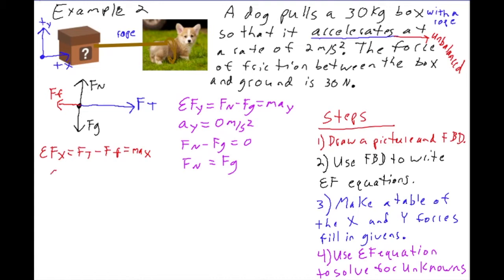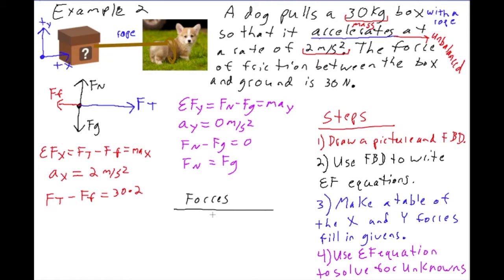In this case, we do have some x acceleration, and if we look in our problem above, it tells us that that x acceleration is 2 meters per second squared. So we're going to fill out what we can with what we know, which would be force tension minus force friction is equal to mass times acceleration. The mass in my problem is 30 kilograms. The acceleration is 2 meters per second squared. So I have 30 times 2. I'll come back to this problem in a second after I make my table.